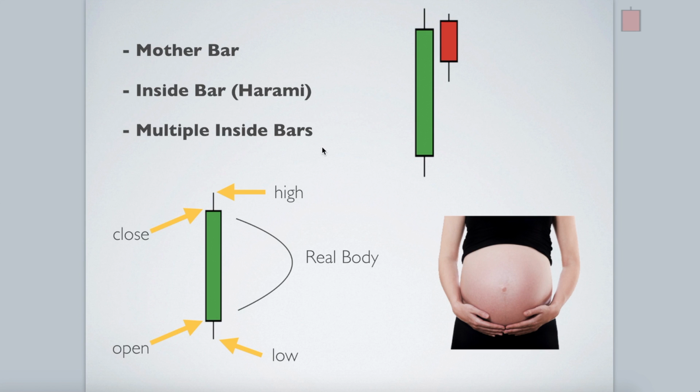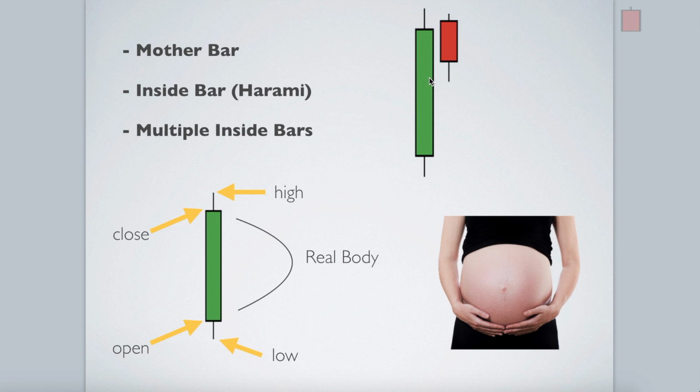Alright, we know that the real body of a candle shows the open and the close, and the wicks represent the highs and lows in price during that candle's time frame. Now, an inside bar is a candle whose wicks and real body are fully contained within the range of the previous candle. So this green candle here is known as a mother bar, and this red candle that is fully within the range of the green candle is known as an inside bar or a harami.